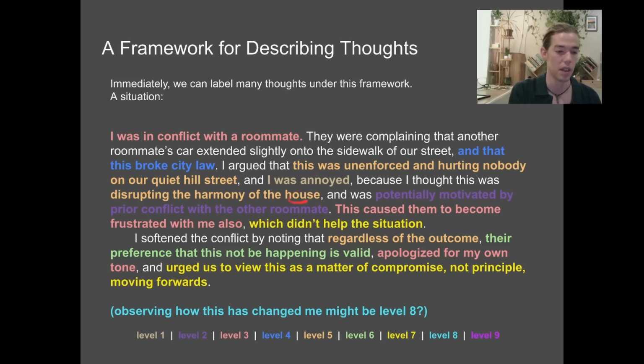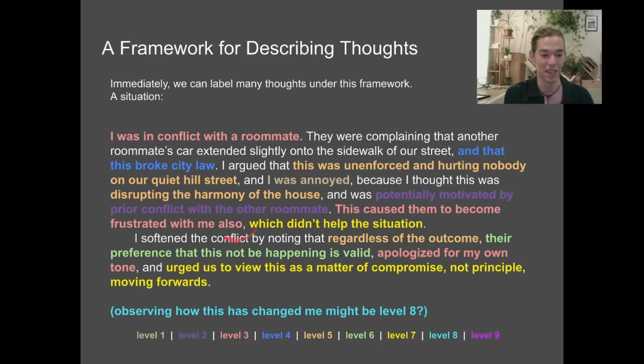Because of some other reason, level 5. And I also thought it was potentially motivated by prior conflict with another roommate. Whether or not this is true, that is a level 2 judgment. That is imagining what is in your head. And this caused them to become frustrated with me.